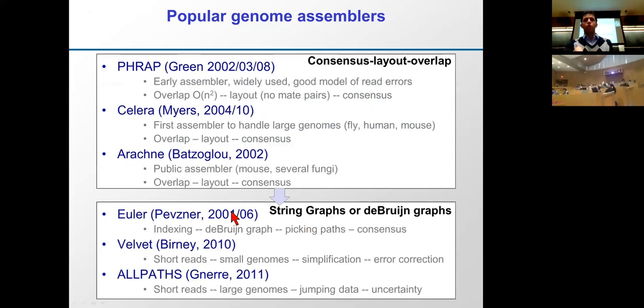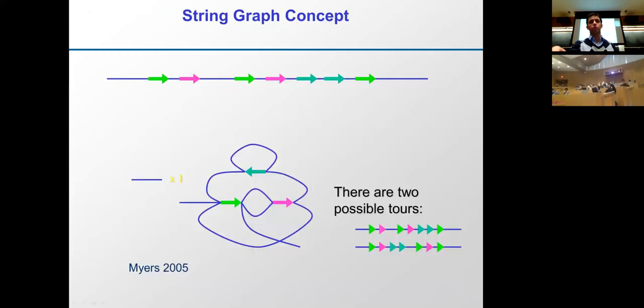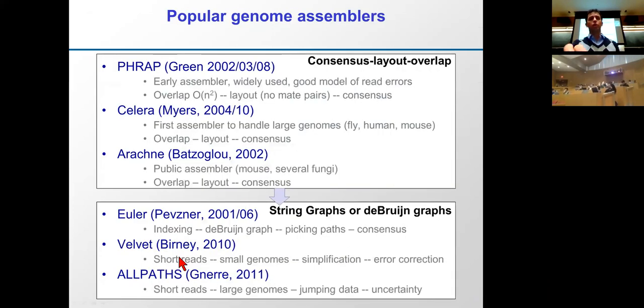A new generation emerged in the late 2000s. The earliest paper on that was written by Pavel Pevzner about the Euler assembler. What that was basically doing was indexing and constructing the De Bruijn graph, and then picking paths and building a consensus. The Velvet assembler by Zerbino and Birney was again based on short reads, applied to small genomes, and it made a series of simplifications and also some very nice error correction steps. And then the ALLPATHS assembler by Butler et al. was basically short reads dealing with very large genomes, using the jumping data and modeling the insert. So this next generation of algorithms was basically based on these string graphs or De Bruijn graphs.